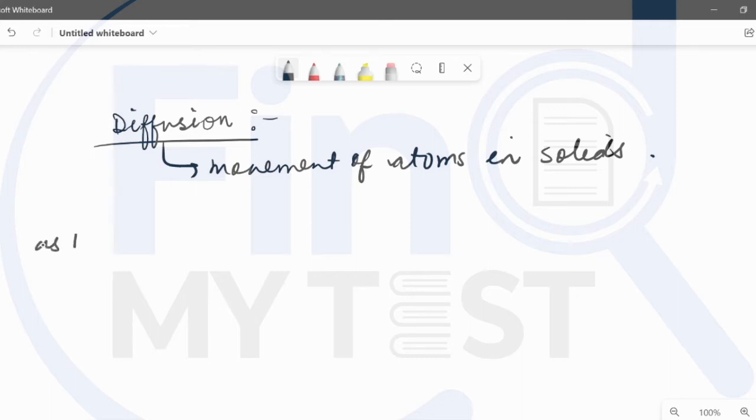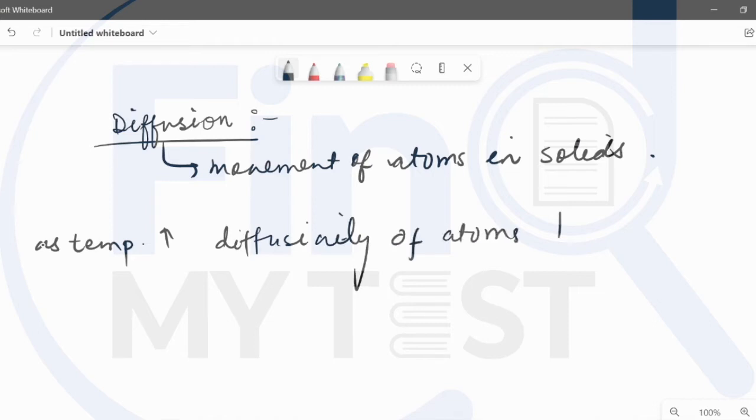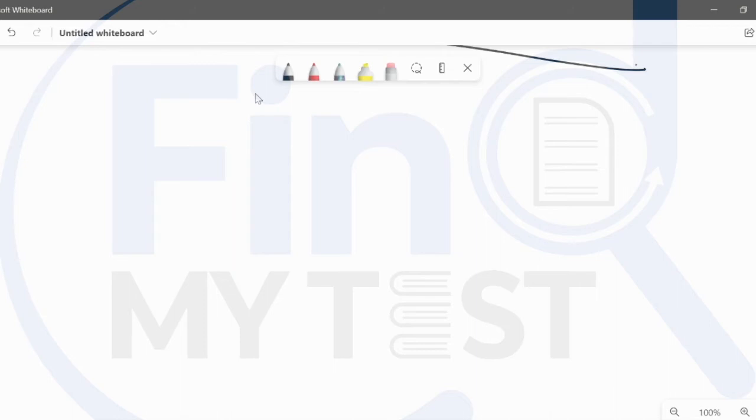As temperature increases, diffusivity of atoms increases. Okay, so let's study the first thing, diffusion. Let's study Fick's law of diffusion.